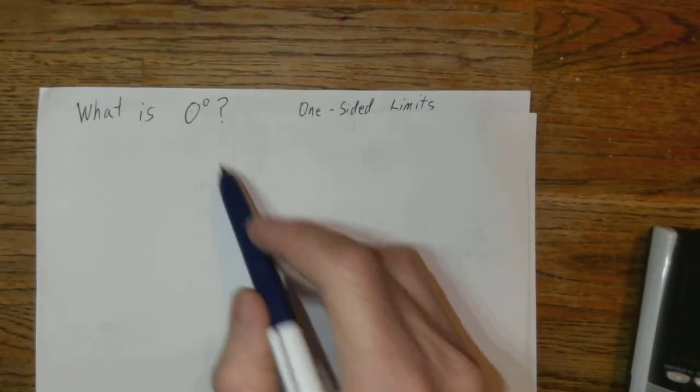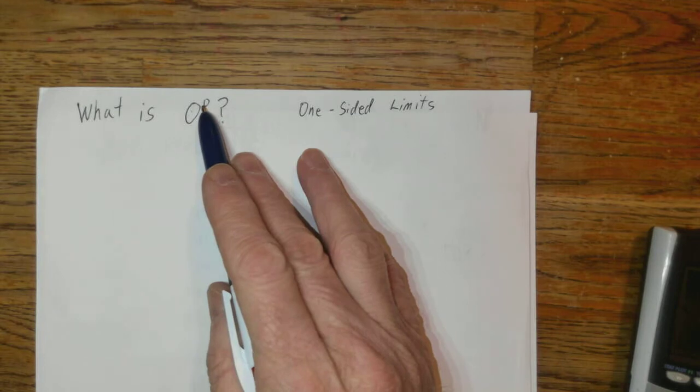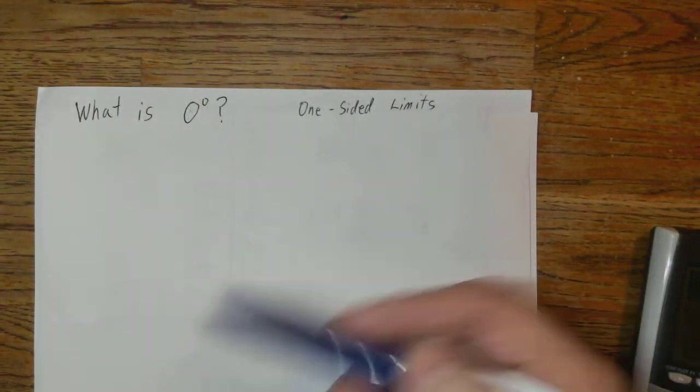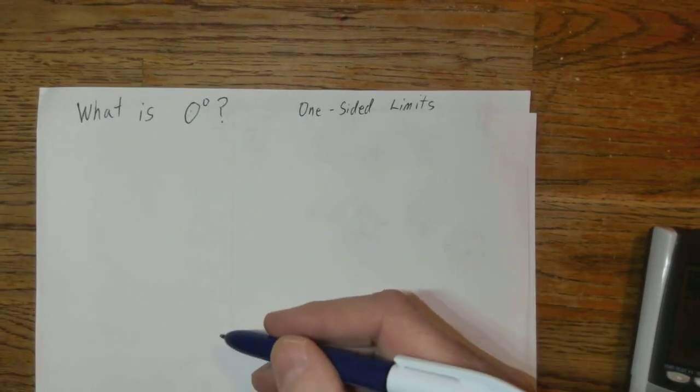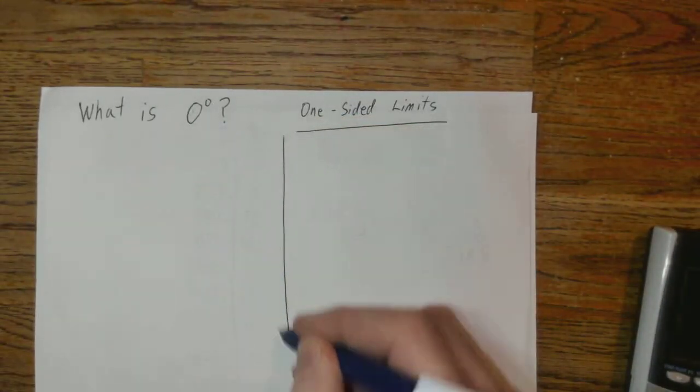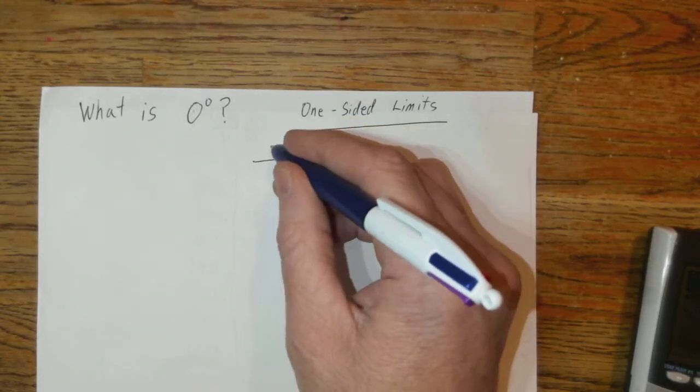Well, let's just explore a little bit. We may not be able to find the exact answer because it's undefined, but I wonder what it would approach. We're going to talk a little bit about one-sided limits. And let's go with a table.